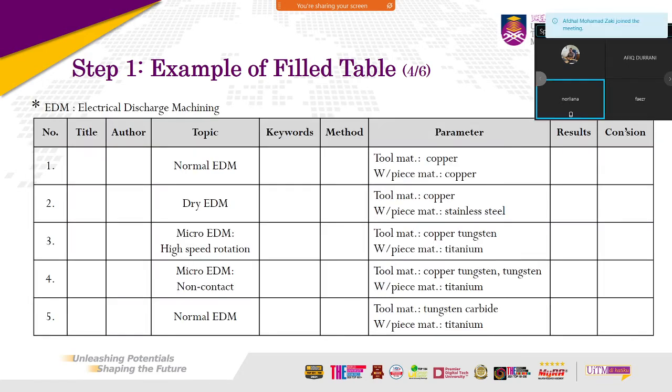Okay, contoh macam ni, I do have read 5 papers. Kemudian topiknya on normal EDM, dry EDM, micro EDM. Kemudian dalam micro EDM tu pula dia buat high speed rotation, right? And then dia ada micro EDM tapi dia non-contact cutting, okay? Atau non-contact system. Kemudian dia ada normal EDM. So this is the most important thing that I should grab. And then I should list down in the table.